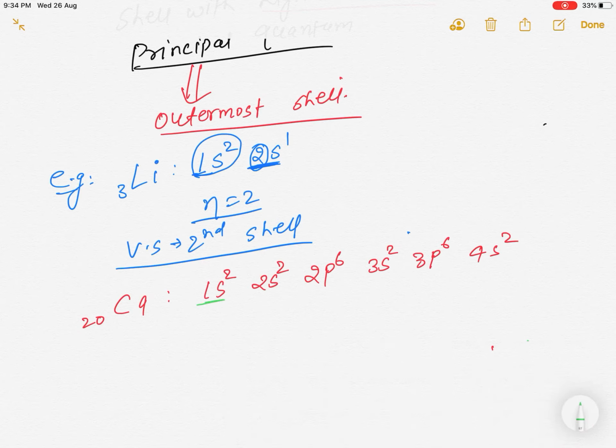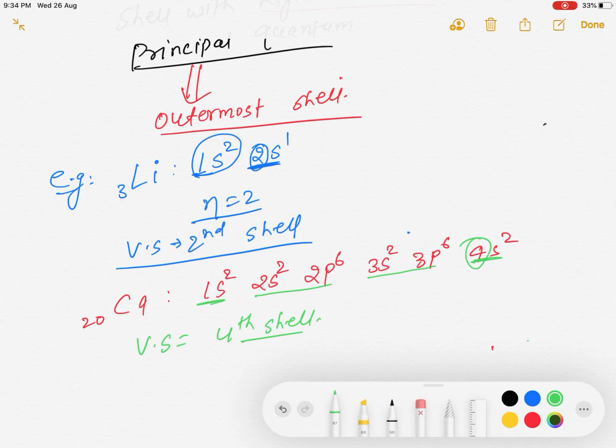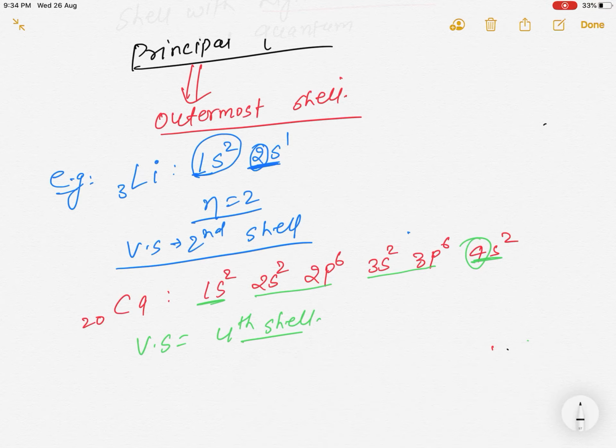What do we see? This is the first shell, this is the second shell, these two subshells belong to the third shell, and this one is the fourth shell, right? Which shell has the highest value of principal quantum number? Of course, the fourth shell. So the valence shell for calcium is going to be the fourth shell. So finding the valence shell is quite easy. Let's see one more example.